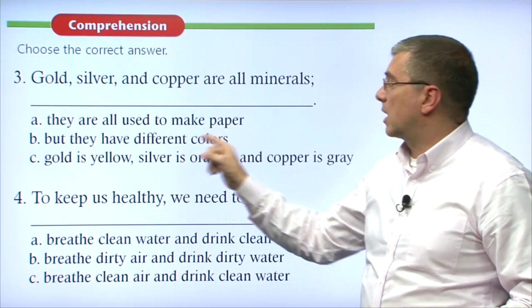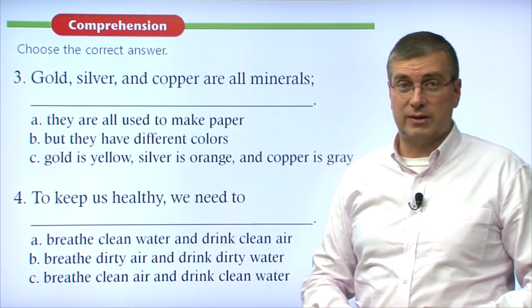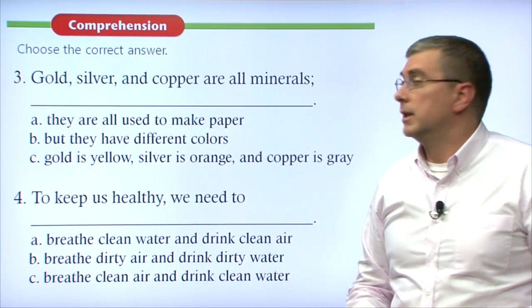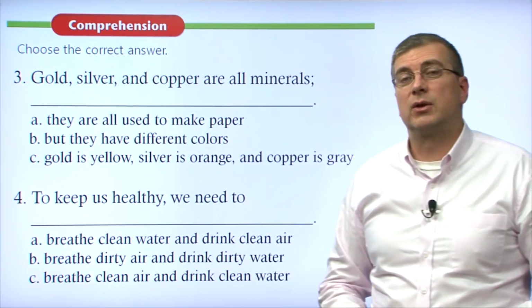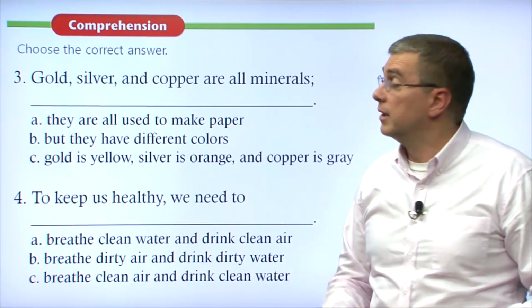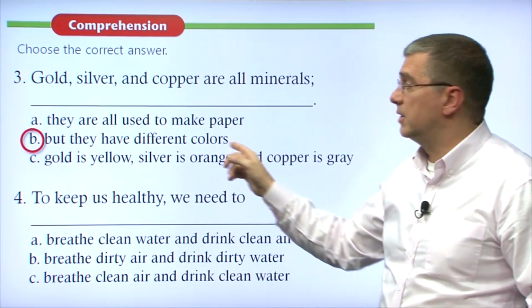B, but they have different colors. Oh, that is something we did talk about. What color is gold? Gold is yellow. What color is silver? Silver is gray. What color is copper? Copper is orange. So that's true. They all have different colors.